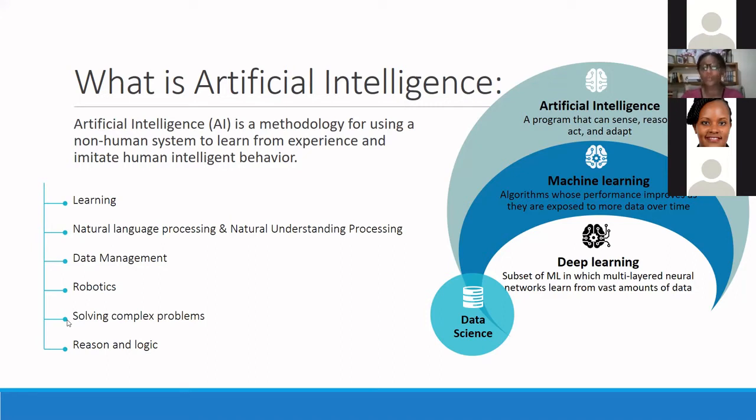There's also image processing, and this is how to recognize images and make sense of what those images are. There's robotics. We've seen a lot of little robots where someone has a keypad and is giving them instructions. How is that robot able to decipher what instruction it's being given? Obviously it's embedded with artificial intelligence. And solving complex problems, reason and logic as well.